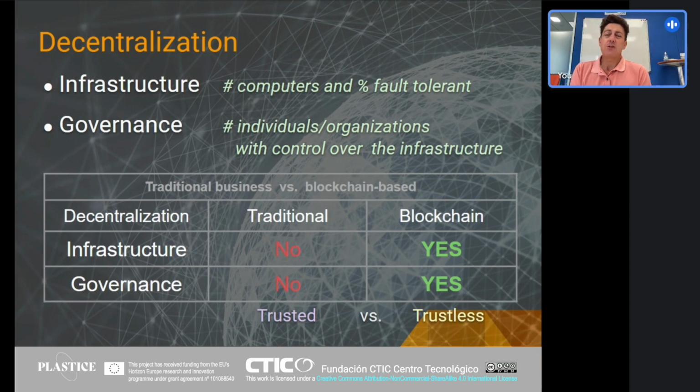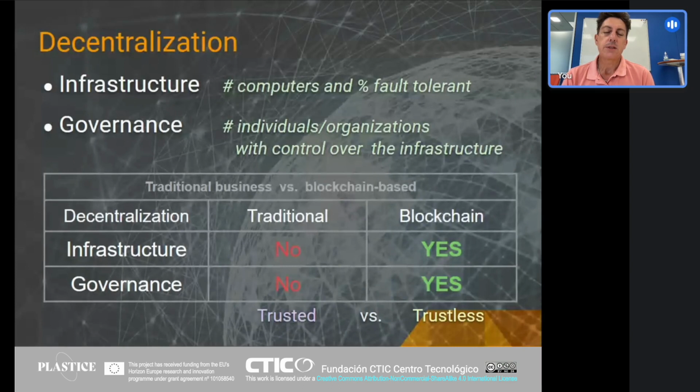But there is also the governance of your infrastructure. That is the other type of decentralization. How many individuals or organizations have control over the infrastructure? You can have 20 computers replicated around the globe, so you are very decentralized in terms of infrastructure, but you govern all of them. You control all of them. So you are not decentralized in the sense of governance.